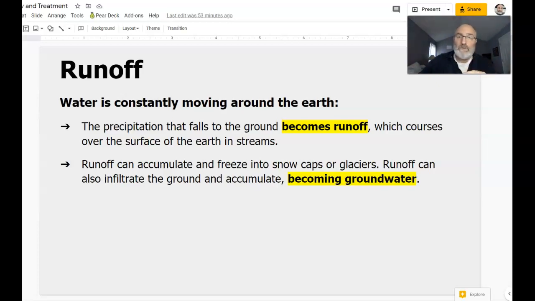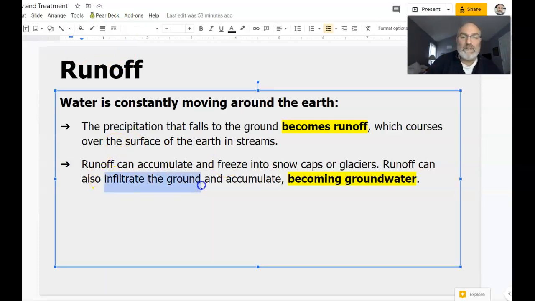But those aren't the only places that runoff can accumulate. Sometimes it's going to freeze onto our glaciers or into our polar ice caps. And then other times it's going to infiltrate the ground. Do you see that word? It's down here. It's going to infiltrate the ground, which means seep into. And it's going to accumulate in those places. And we call that groundwater.